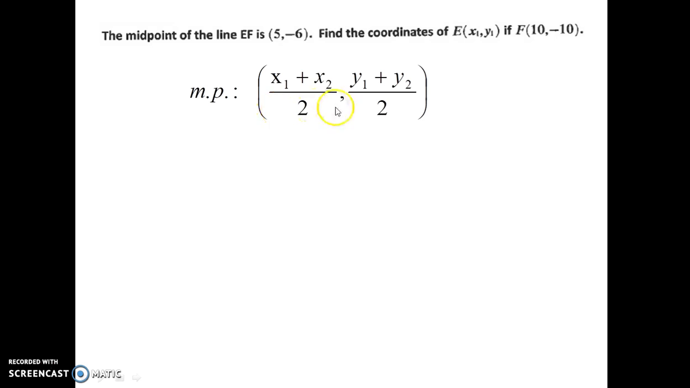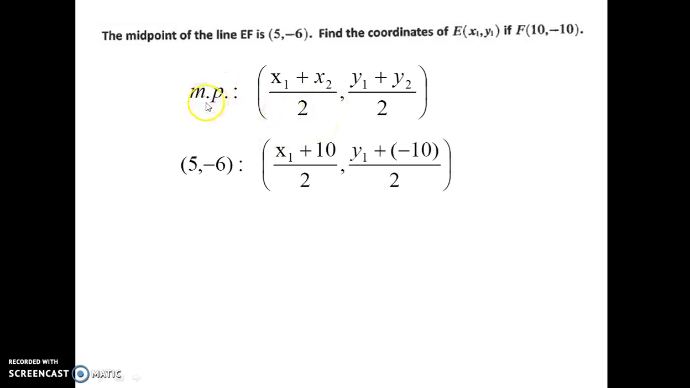Alright, let's try it. Here's the midpoint formula. In this case, we are told the midpoint, so I'm going to put midpoint here. We don't know the x1 value, but we know the x2 value, so x1 plus 10, and divide by 2. And we don't know the y1 value, but we know y2, so y1 plus negative 10. There's two unknowns here. However, we do know that this number has to end up being 5 because that's the x value of the midpoint. And this number here has to end up being negative 6 because that's the y value of the midpoint. So I'm going to do two separate equations for each of those.